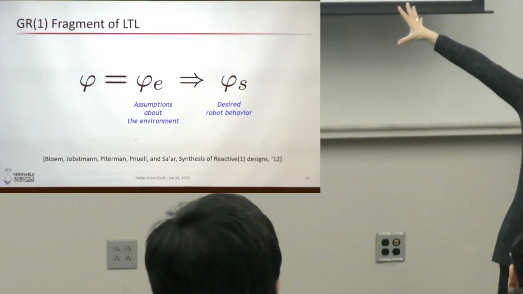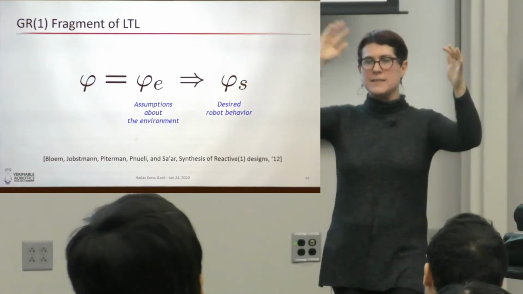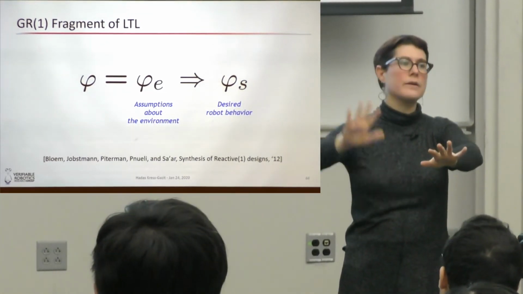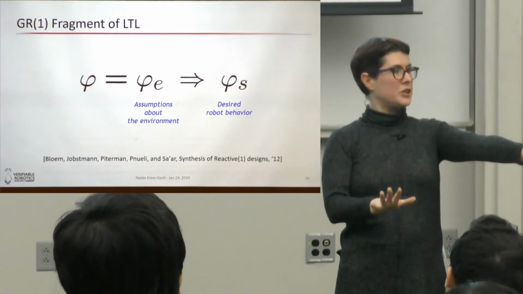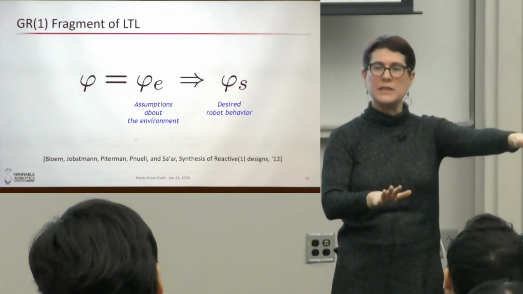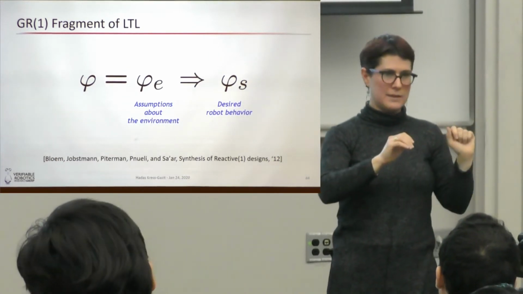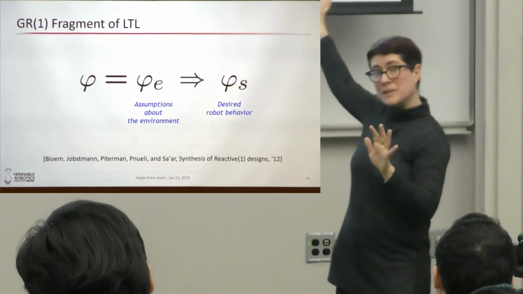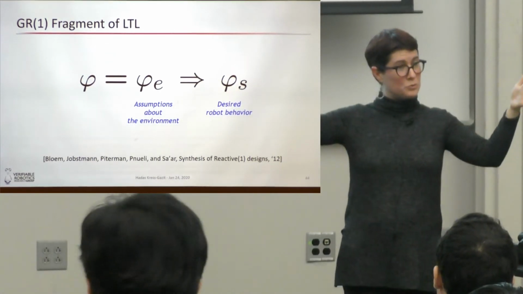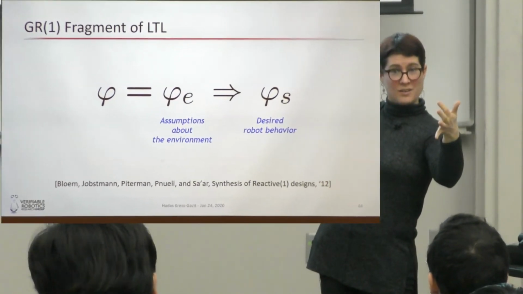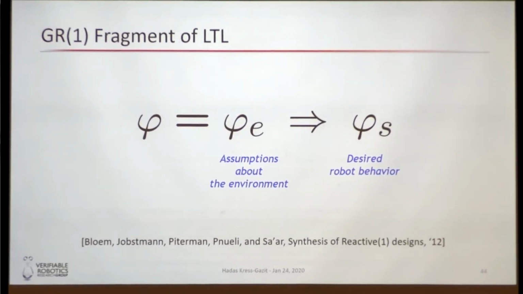The synthesis algorithm takes in an LTL formula of this form, phi implies phi s, and spits out either can't do it, or here's a state machine that's guaranteed such that every execution satisfies my LTL specification. But this is an implication. So this formula is true if what? If the right-hand side is true, or the left is false, thank you. If the left is false.